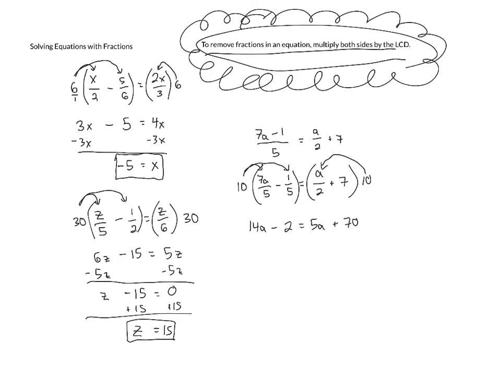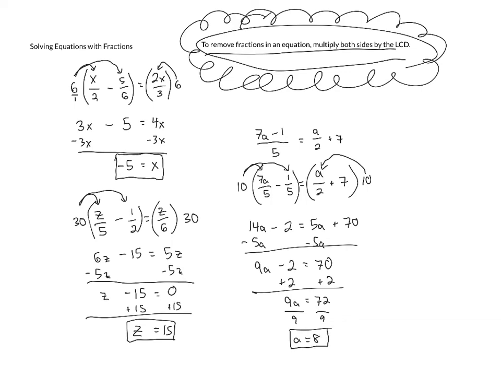Good. We've got variables on both sides. We can get rid of one of those variable terms by subtracting 5a on both sides. That gives us 9a minus 2 equals 70. Then to get the a term alone, we add 2 to both sides. 9a equals 72. And to get a alone, we divide by 9. 72 divided by 9 is 8. And so we've got our final answer, a equals 8.